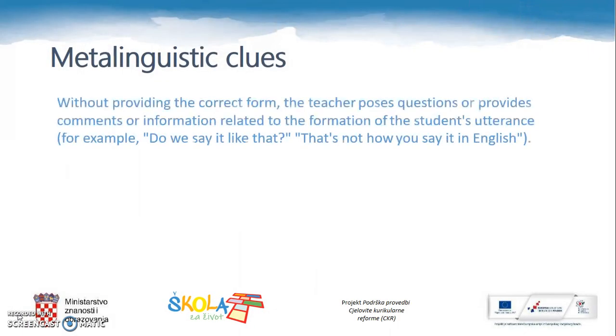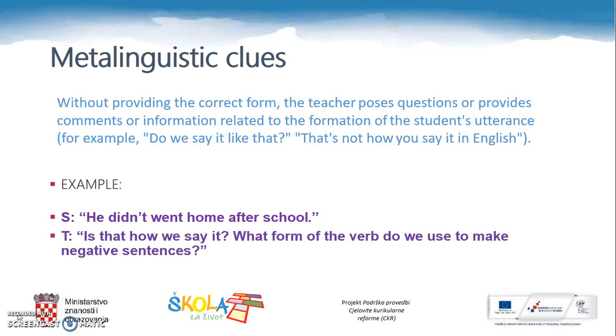Metalinguistic clues. Without providing the correct form, the teacher poses questions or provides comments or information related to the formation of the student's utterance. For example, "Do we say it like that?" "That's not how you say it in English." For example, the student says, "He didn't went home after school." The teacher says, "Is that how we say it? What form of verb do we need to make negative sentences?"